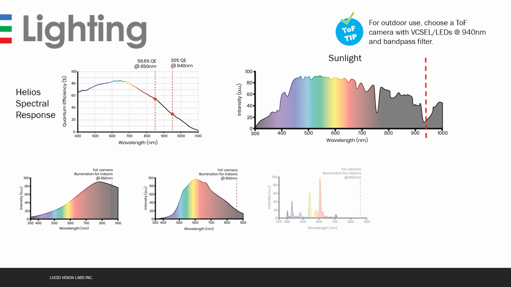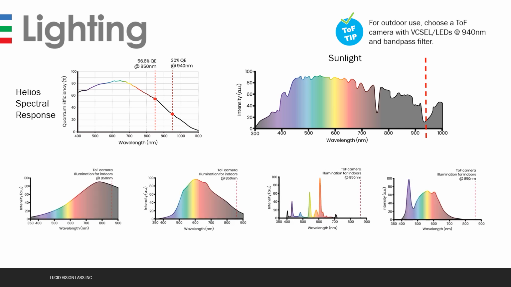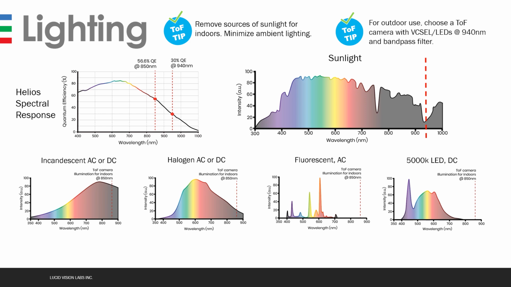Looking at indoor applications, here are the typical spectral response curves for common indoor lighting types. You have incandescent, halogen, fluorescent, and LEDs. What you want to do is try to limit as much ambient light at 850 nanometers as possible, as this is the most common wavelength used for emitted light on indoor ToF cameras. Of course, you'll also need to remove as many sources of sunlight as possible for indoor applications.